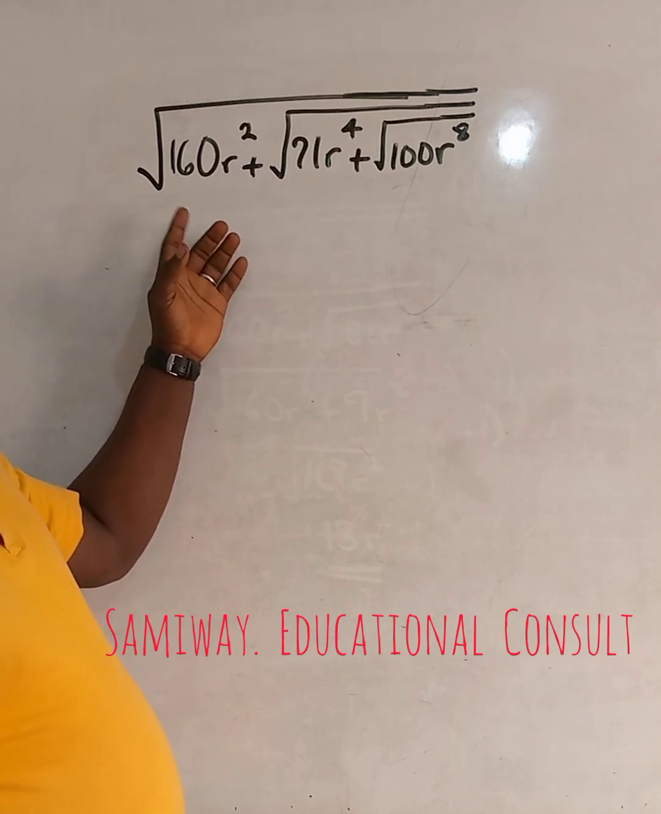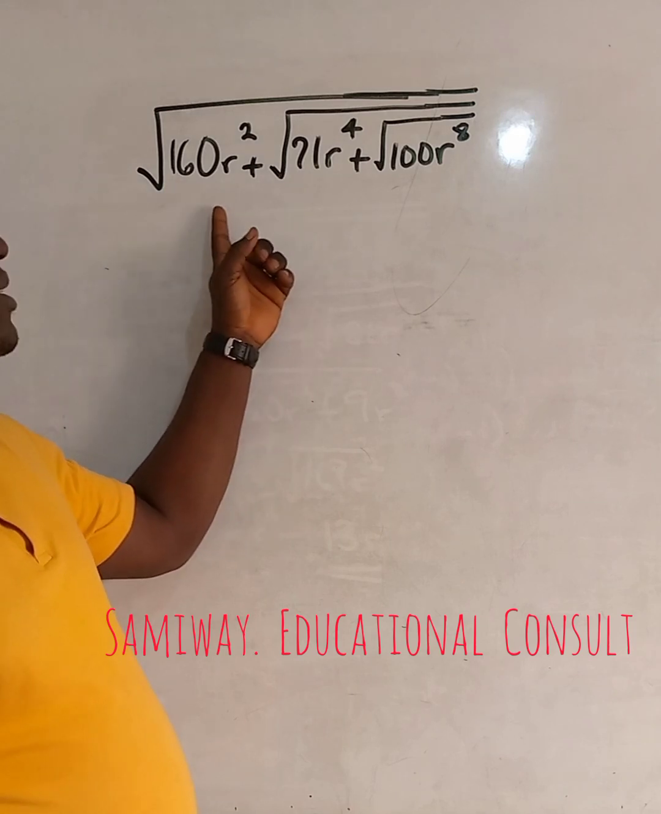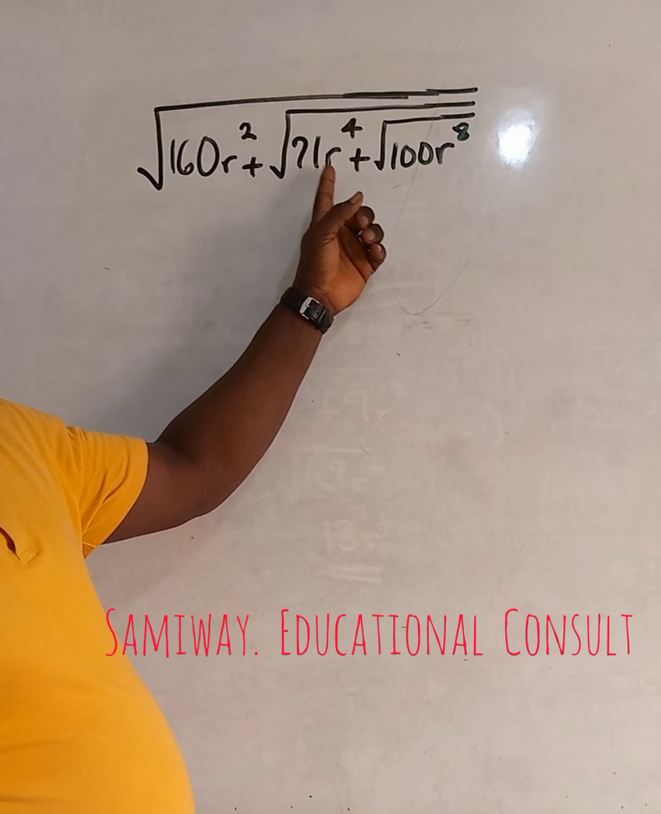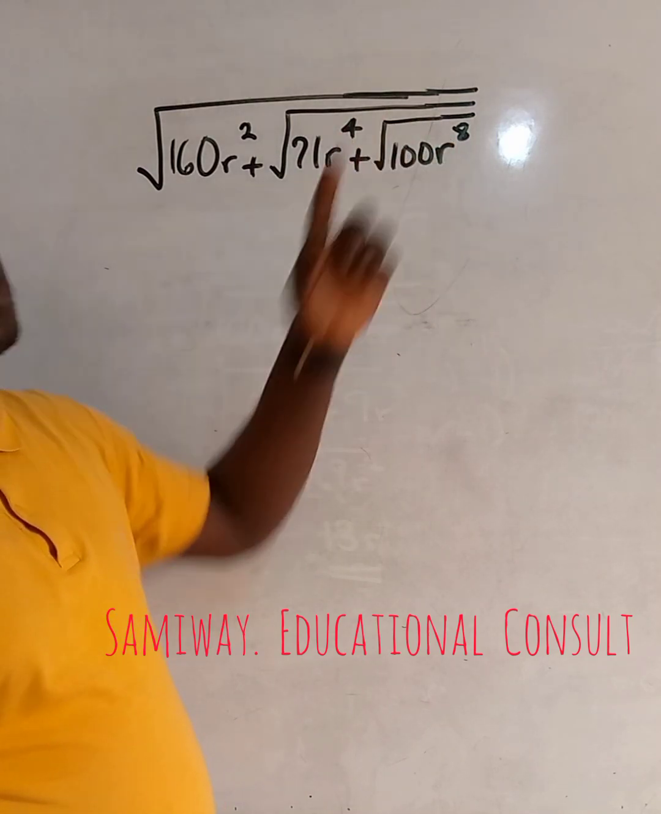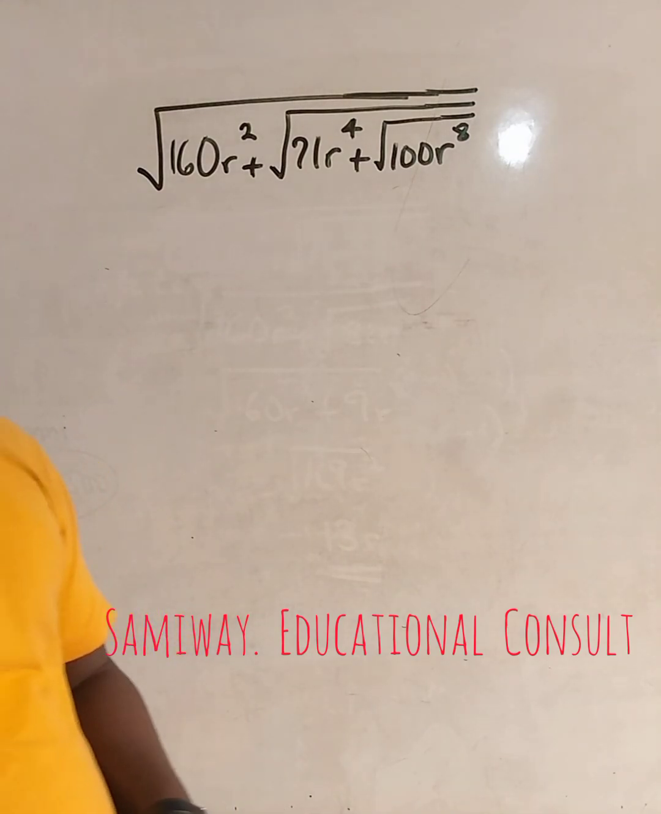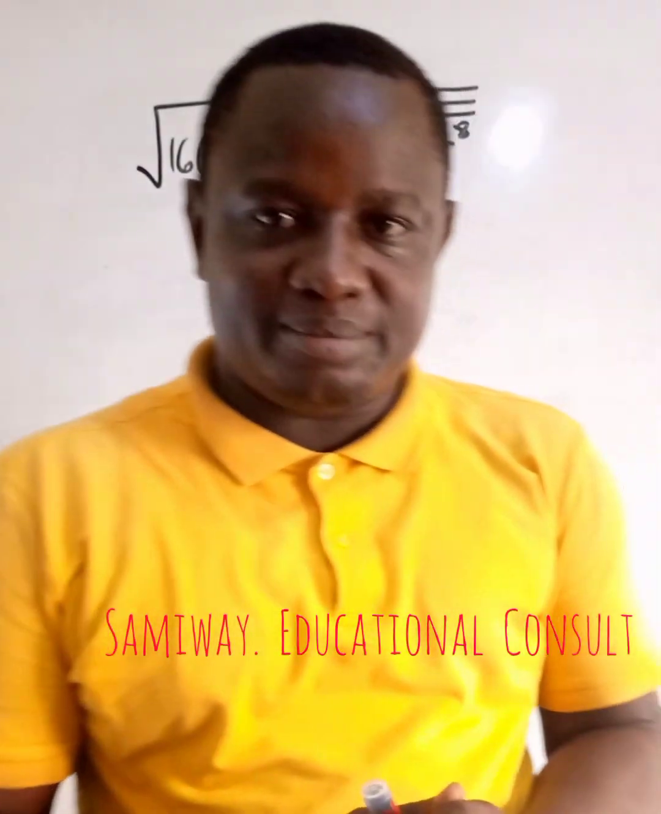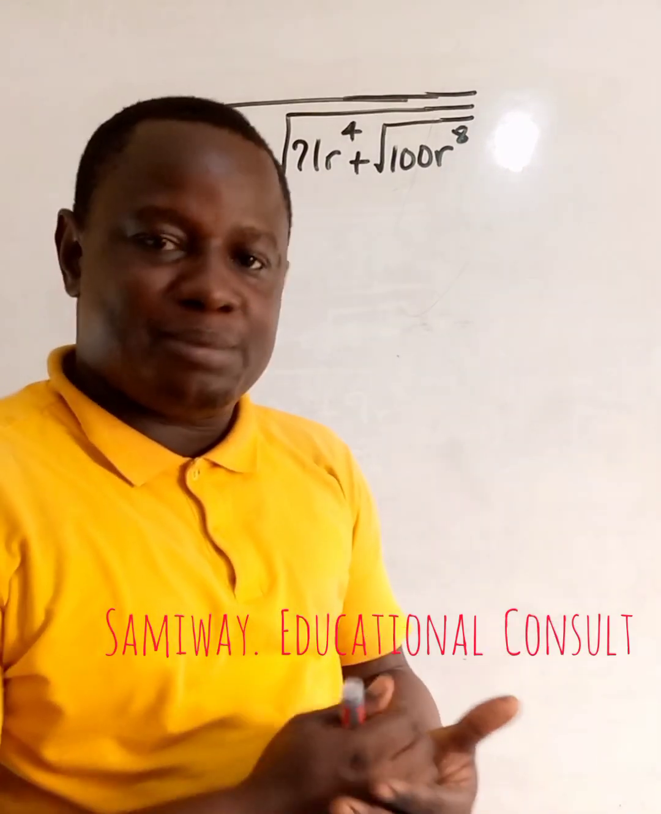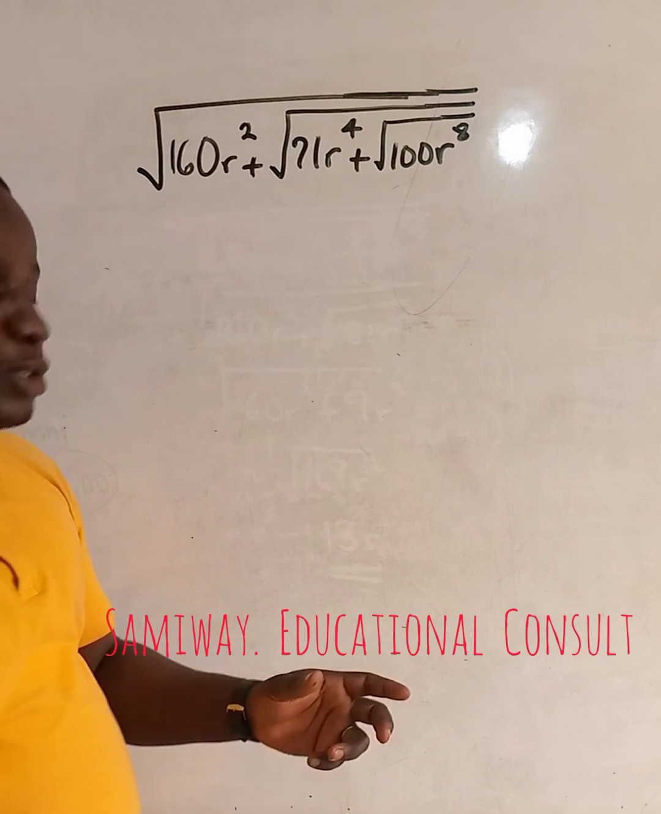The question written on the board says square root 160r squared plus root 71r raised to power 4 plus root 100r raised to power 8. Now, listen, how do we solve this? Mathematics is systematic, meaning for you to solve mathematics, you need to follow step by step. Now, let's see the steps we need to take to solve this problem.